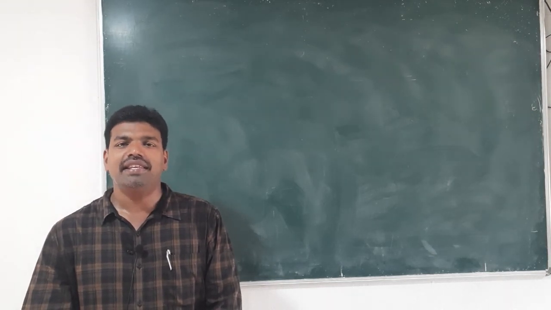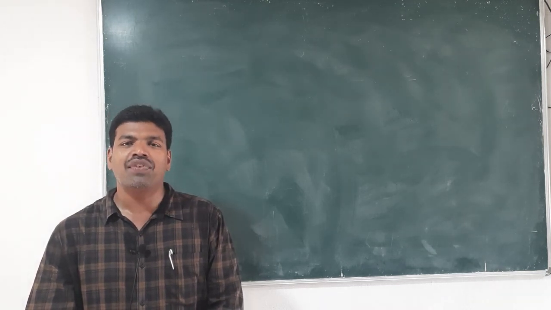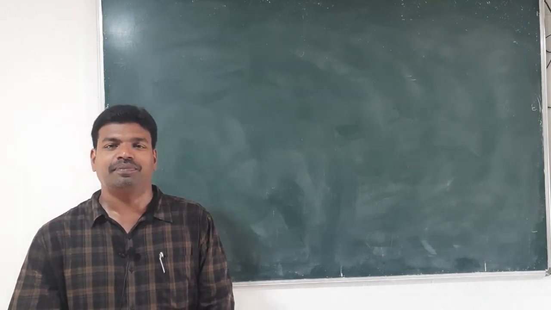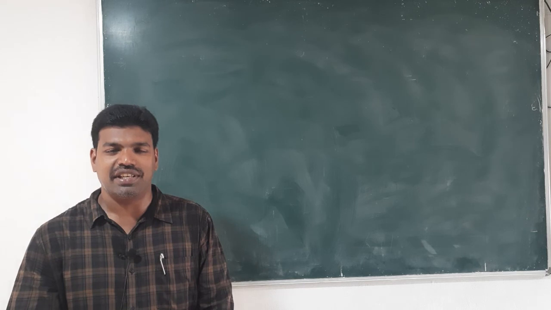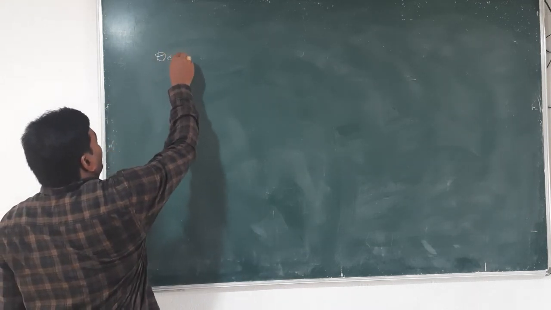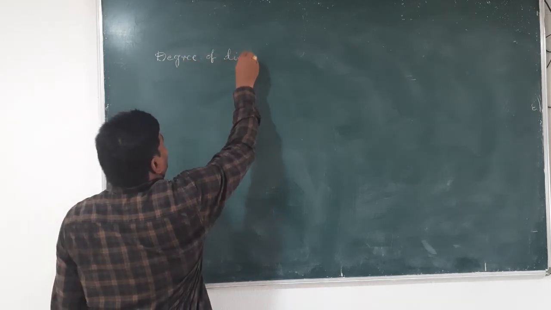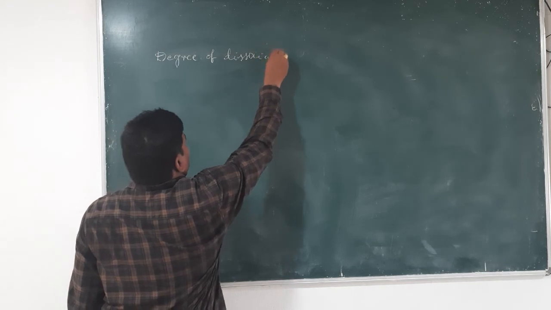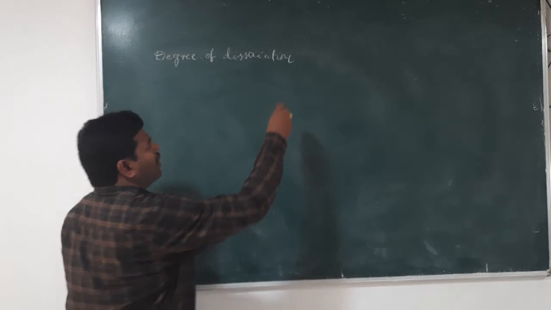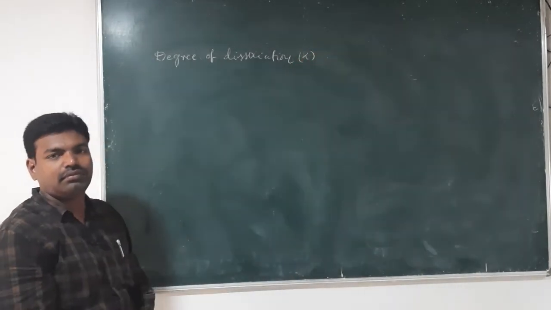Today I am here with the calculation of pH of weak acid and weak base. To understand this calculation, we should know about the concept of degree of dissociation, which is represented by the letter alpha.